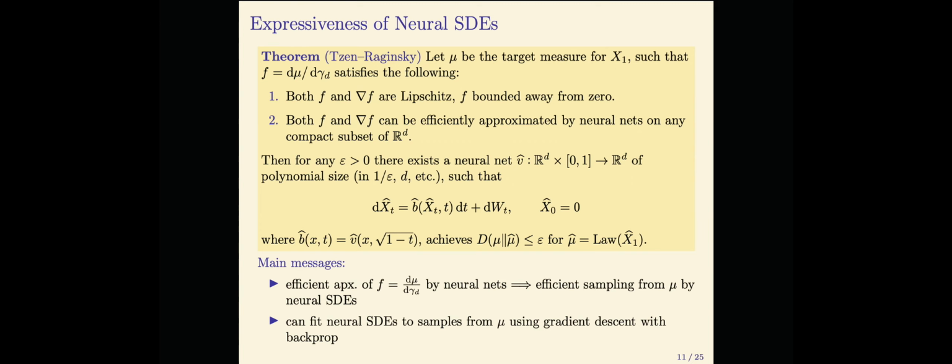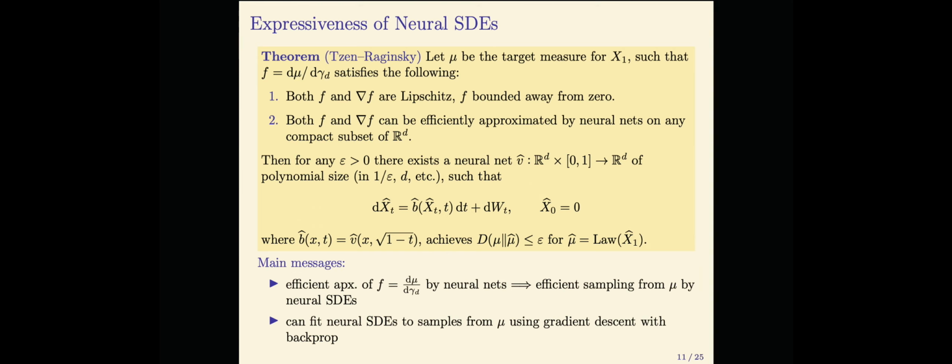For example, here I say, well, we can fit neural SDEs to samples from μ using gradient descent with backprop. It would be a version of score matching, right? The corresponding objective would be a version of score matching, and that follows from the Girsanov theorem that I showed you earlier. And of course, you can express the idea behind both the forward and the reverse processes in denoising diffusions in that same way.